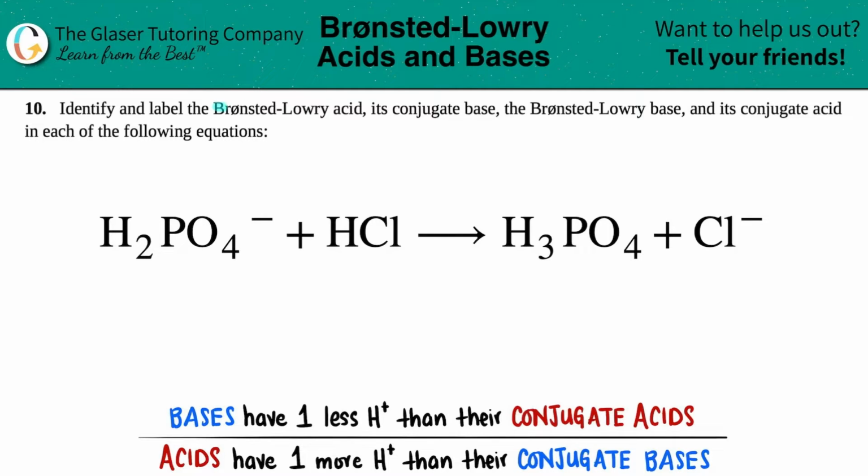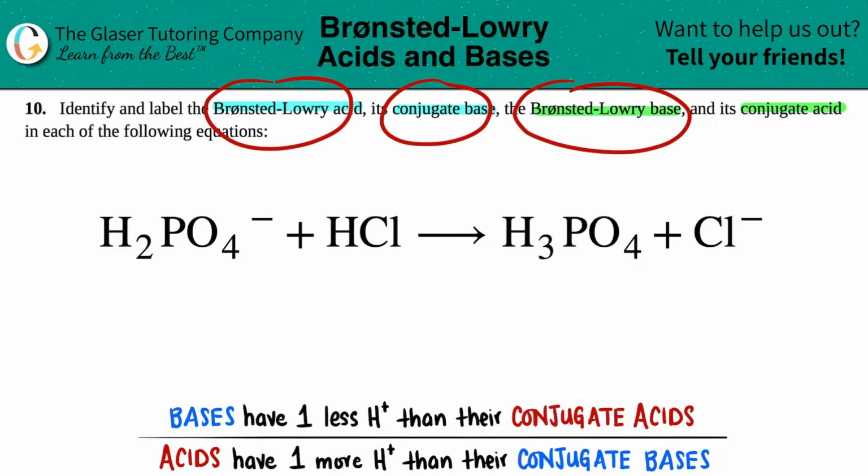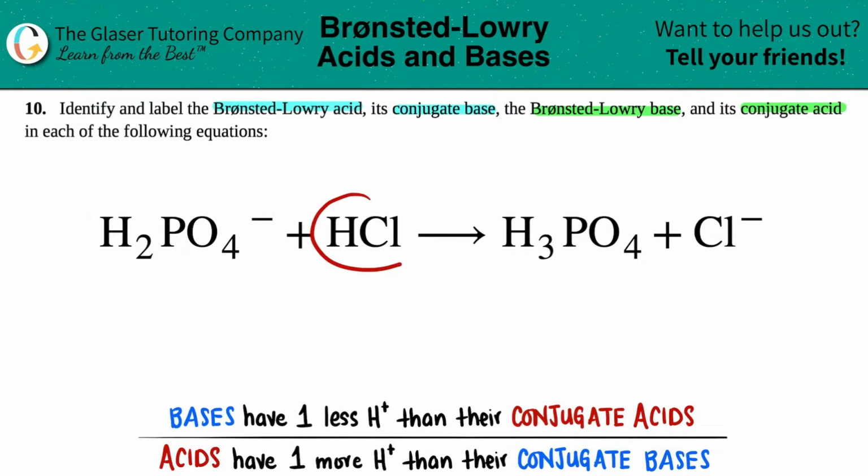Identify and label the Bronsted-Lowry acid, its conjugate base, and then the Bronsted-Lowry base and its conjugate acid in each of the following equations. And then we have this equation right here. So we have to find out the four components, the Bronsted-Lowry acid, the conjugate base, the Bronsted-Lowry base, and the conjugate acid in H2PO4- plus HCl, which will yield H3PO4 plus Cl-.